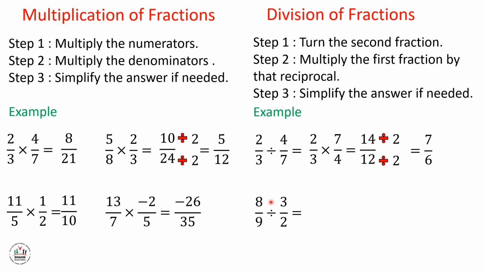8 over 9 divided by 3 over 2. Again, we can do cross multiplication directly. 8 times 2, 16, over 9 times 3, 27. Or we can turn the second fraction and change the division to multiplication. So 8 over 9 times 2 over 3, 16 over 27.